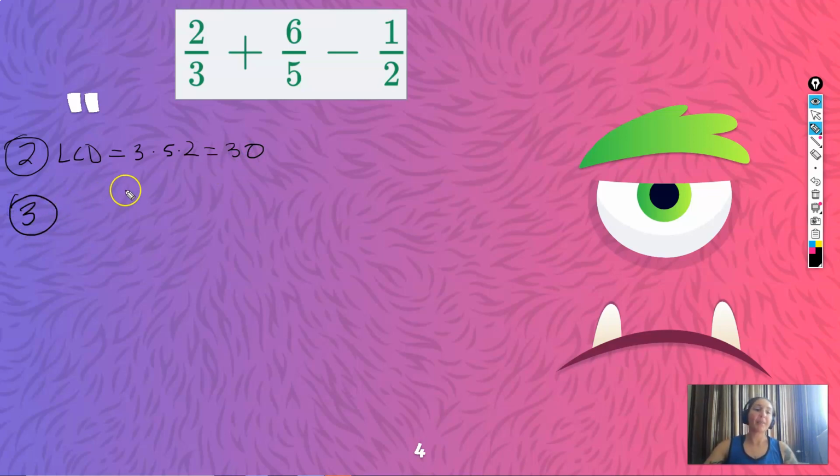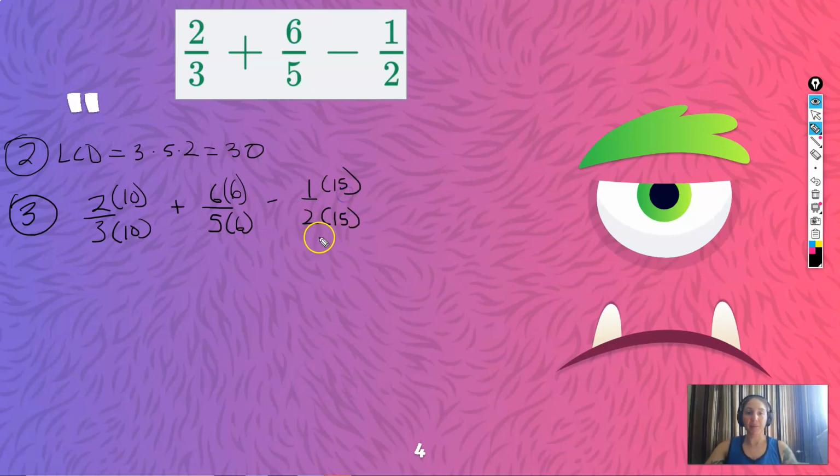So step 3, I need my denominator to be 30. If I have 2/3, what do I need to multiply 3 by to get 30? Oh, 10. So I'm going to multiply top and bottom of that term by 10. My 6/5 term, what do I need to multiply 5 by to get to 30? I need to multiply it by 6, so this term gets a 6 and a 6. Notice how they're different. It's not going to be a one-stop shop here. And then my 1/2 term, I need to get a 30 down here, and I have a 2. 2 times what equals 30? Well, 2 times 15 equals 30, so I'm going to multiply top and bottom of this term by 15.